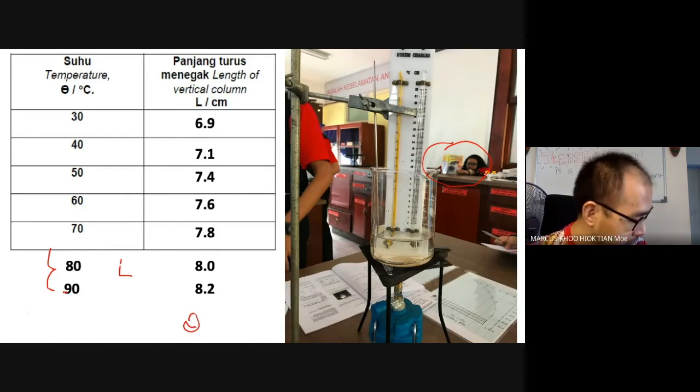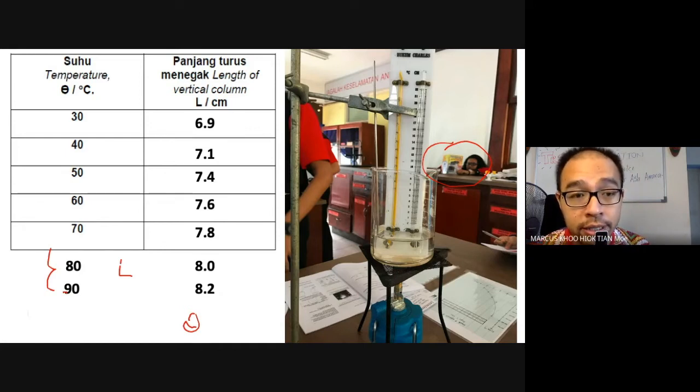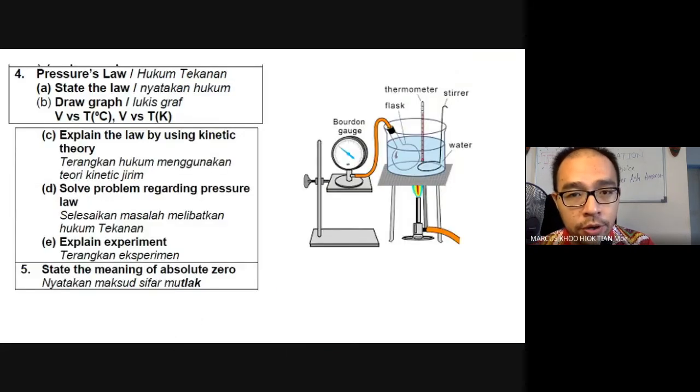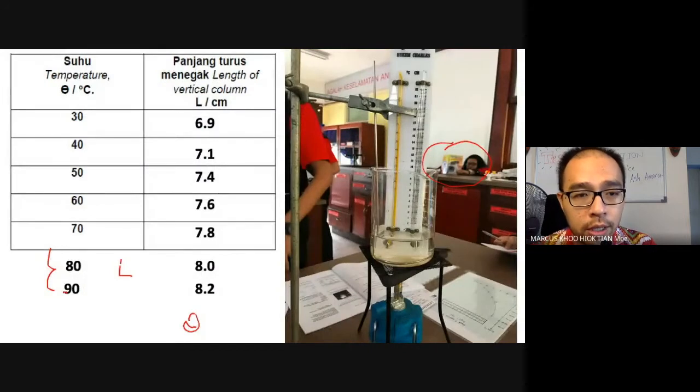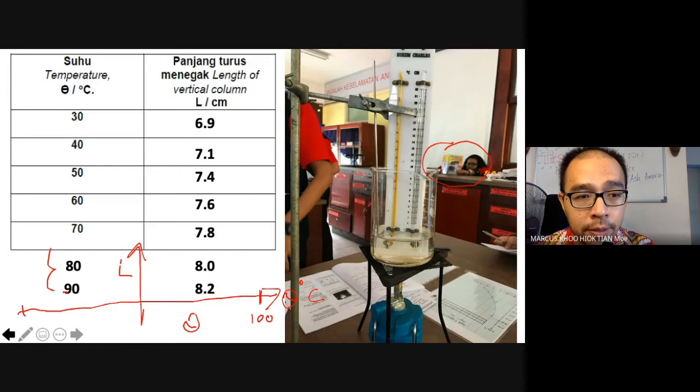So L against theta. But they say the theta axis has to cover the range of negative 300 to 100 degrees Celsius. What this means is that you have to draw a graph where the L is like this, but the theta axis has to cover a maximum of 100 and a minimum of negative 300. And you will know why when you have drawn the graph.